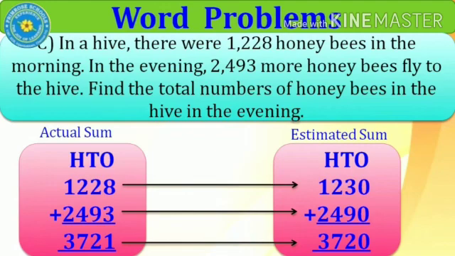Next, let us find the estimated sum. The estimated sum would be 1,230 and 2,493 has been rounded off to 2,490. So total, when you add 1,230 plus 2,490, you get 3,720, which is very close to the actual sum. I hope you all understood how to do estimation.